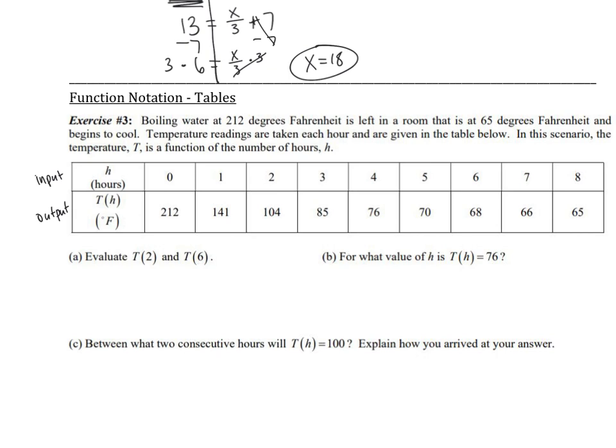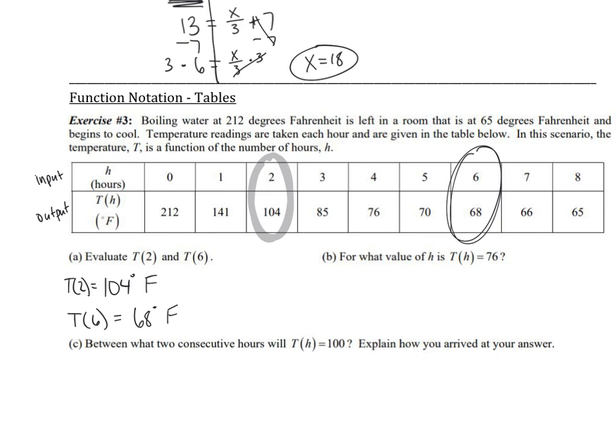All right, let's look at our questions that are being asked here. Our first question is asking us to evaluate T of 2 and T of 6. Well, all we have to do here is just look at our table. T of 2, when our input is 2 hours, our output is 104 degrees Fahrenheit. So T of 2 equals 104 degrees Fahrenheit. T of 6, let's look where that is. That is right here. That's 68 degrees Fahrenheit.